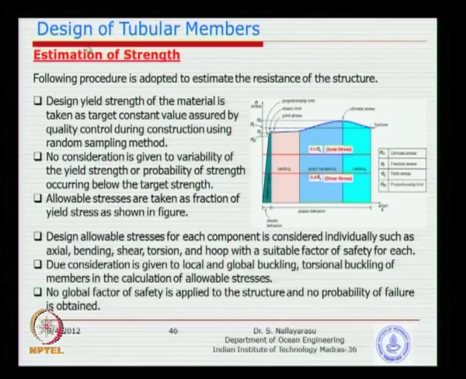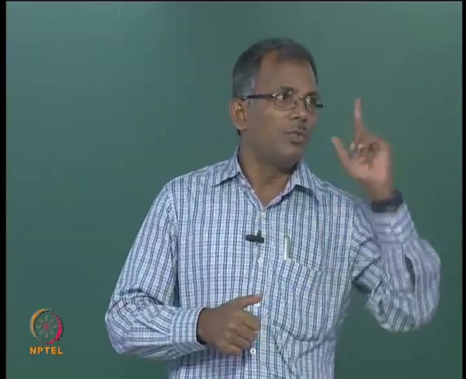Now, one of the problems with this method is we are not sure the design strength is met everywhere. For example, when you build an offshore platform, you might have several thousand tons of steel coming from various places, and you are not going to test every piece of steel coming to your particular fabrication place. Unless you have tested, you are not sure which part of the component or the structure is going to fail prematurely before it achieves the design loading.